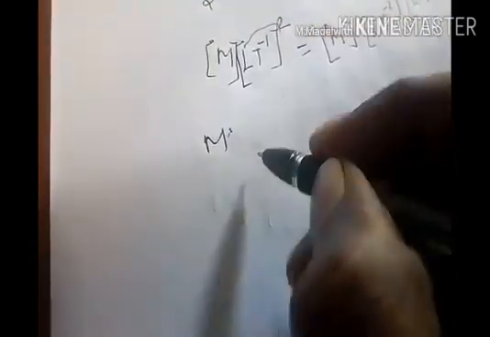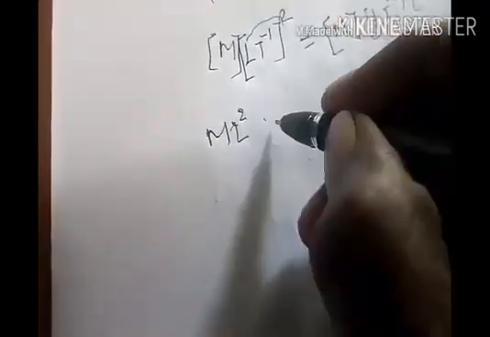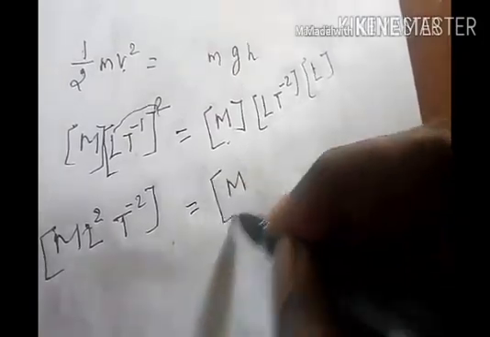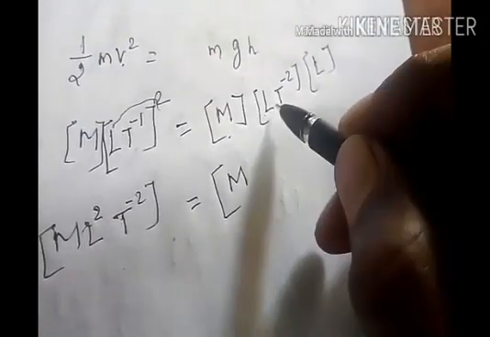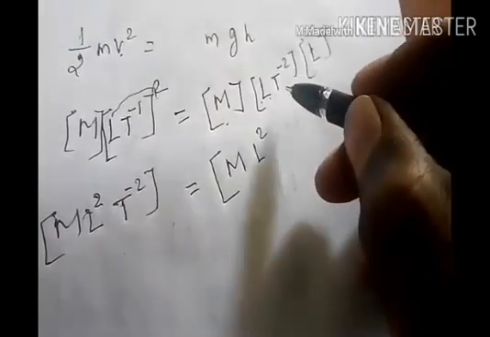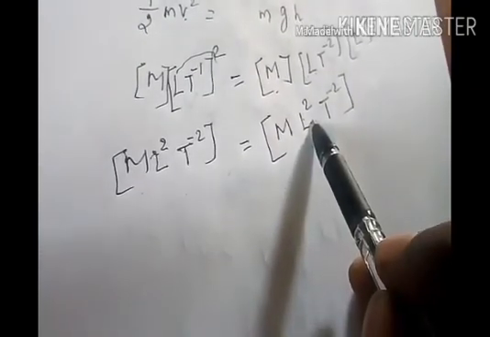You have to multiply L squared. Then t power minus 2. That's all. Okay, so here M is having the square bracket, here L squared, so L into L squared. Okay, then here t power minus 2. So on both sides the dimensions of these equations are the same, hence the equation is dimensionally correct.